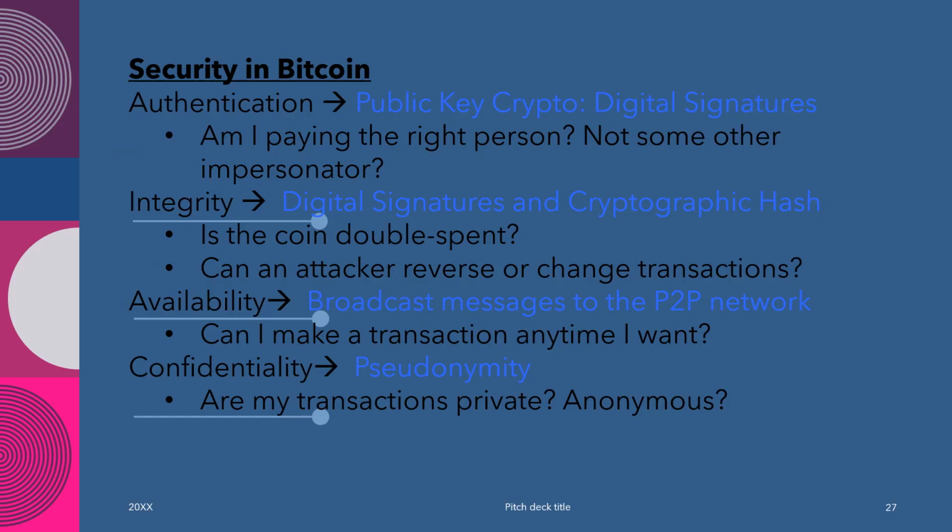This speaks to some of the policies we spoke about earlier, in terms of what you use to safeguard people that participate in Bitcoin trading. For authentication, you use digital signatures. For integrity, you use digital signatures and your cryptographic hash. For availability, you use broadcast messages to the P2P network. And for confidentiality, you use pseudonymity.